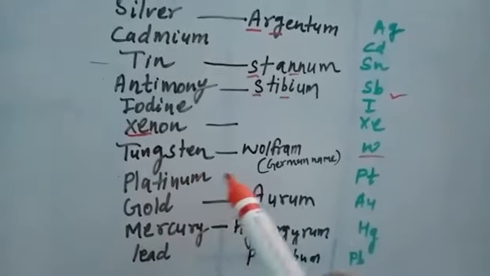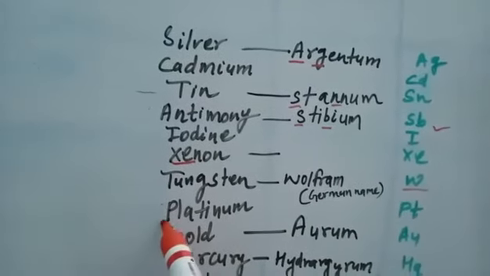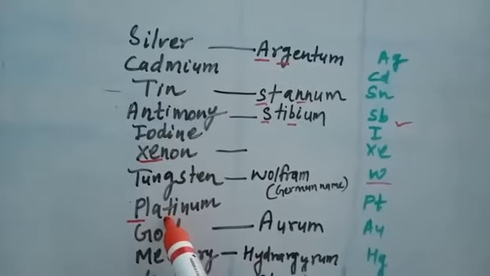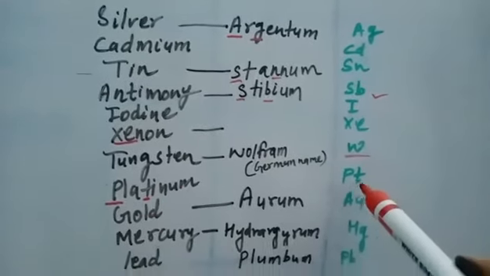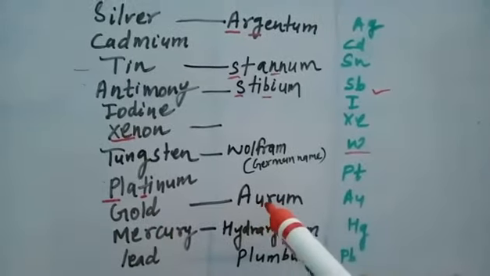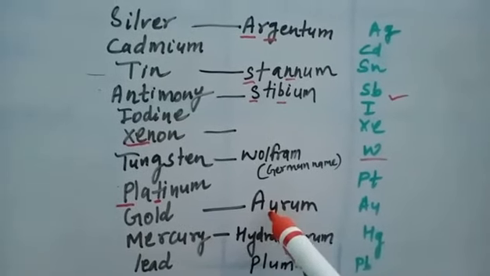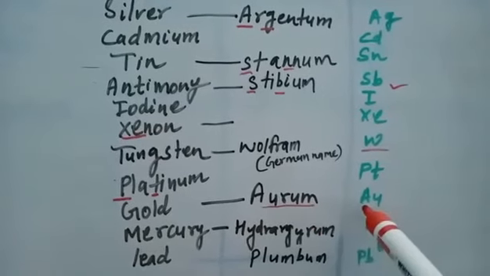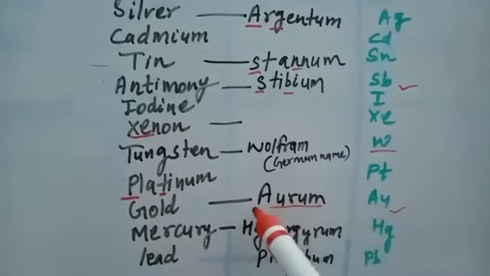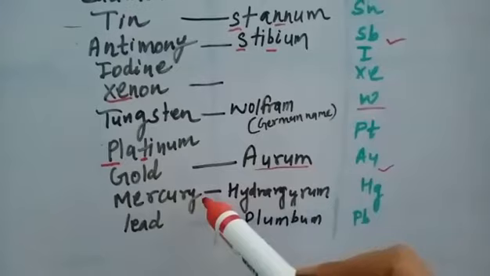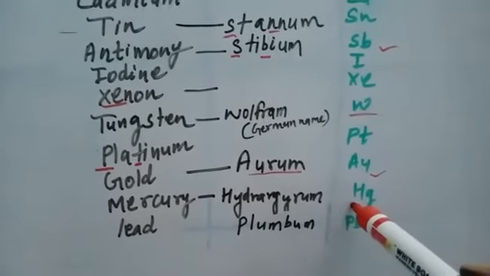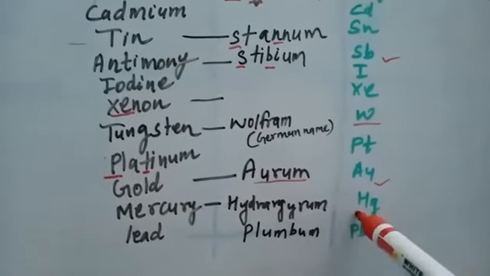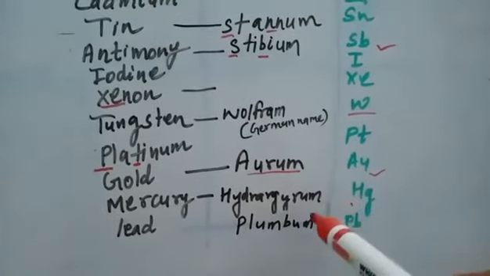Now platinum is Pt, first letter capital and the second letter small t, okay. Gold is taken from the Latin word aurum, and it is written like that, Au, first two letters. Then mercury, and the symbol of mercury is Hg, and it has been taken from the Latin word hydrargyrum, okay.